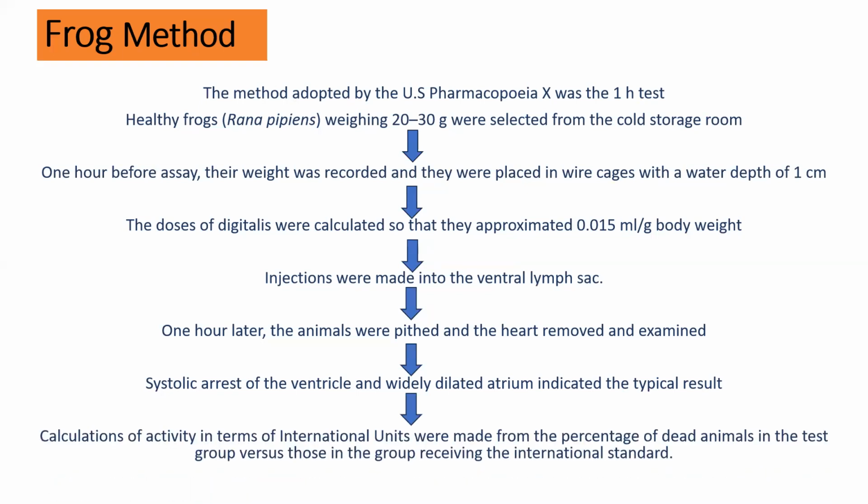Calculation of activities in terms of international units was made from the percentage of dead animals in the test group versus those in the group that received the international standard. The next method is the pigeon method. This method was introduced by Hanzlik in 1929 and it is adopted by the USP 17.